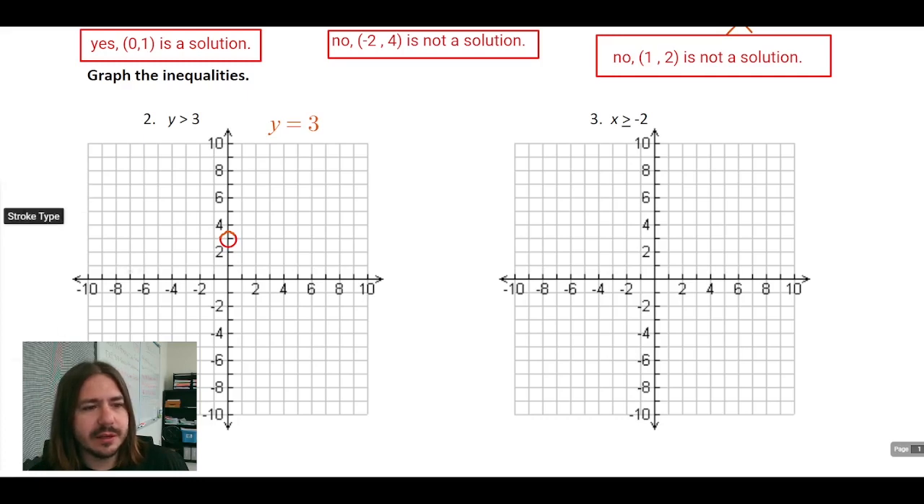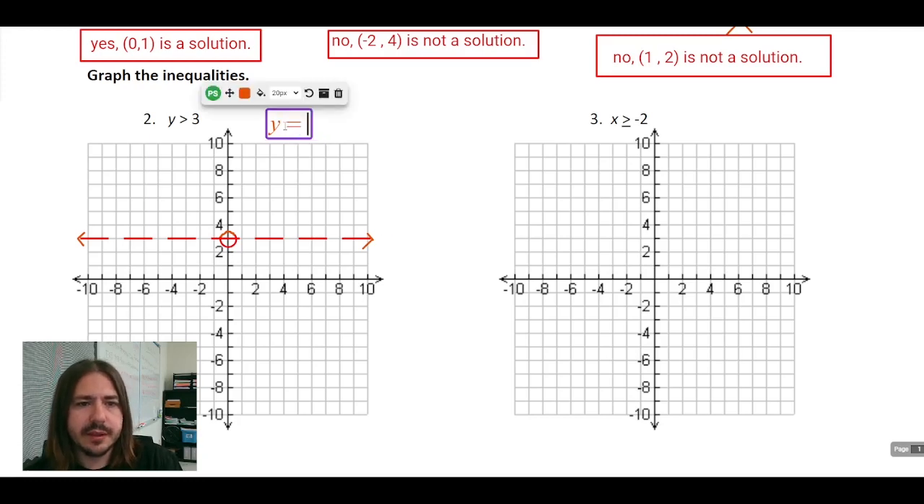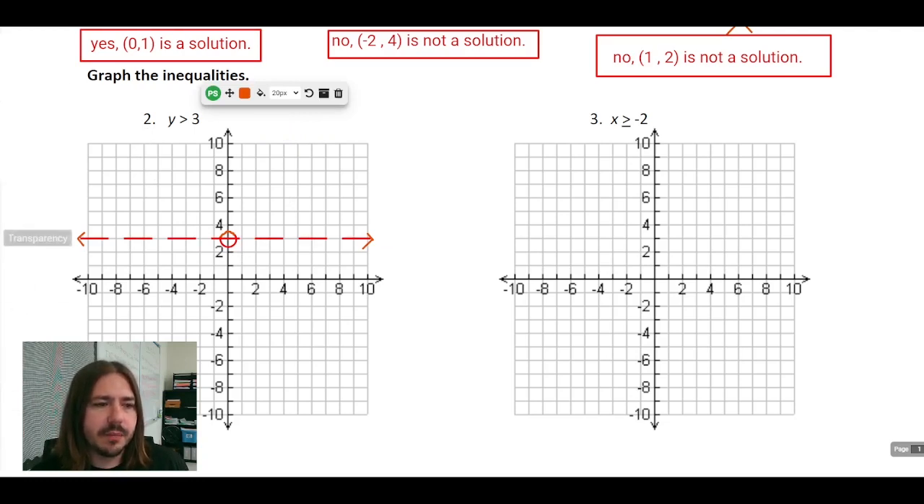It's going to be a dotted line. And it's just going to be this horizontal line right here. That is where y equals 3 would be. It's dotted because it can't actually be equal to 3. This y equals 3 is really just to help you figure out what the line should look like. We don't really need that anymore. Now this says y is greater than 3, meaning that all the solutions will exist up in this region.